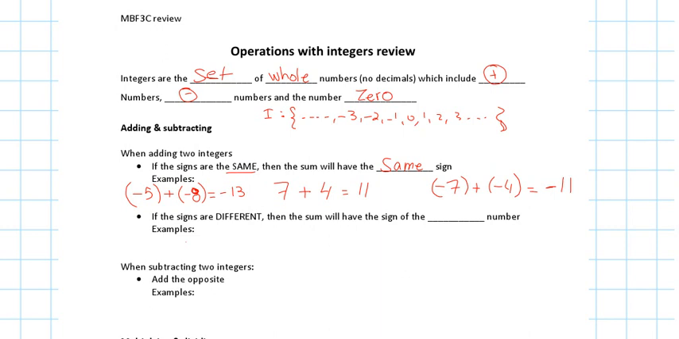If the signs are different, then the sum will have the sign of the larger number. So, if I have 7 plus -3. So what's 7 plus -3? Positive.